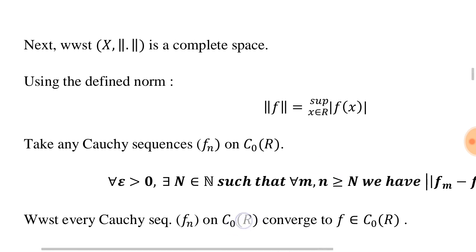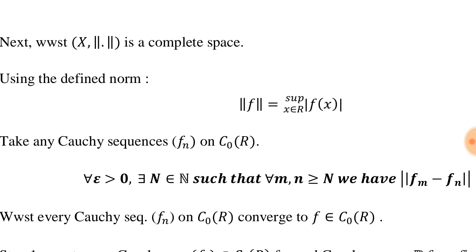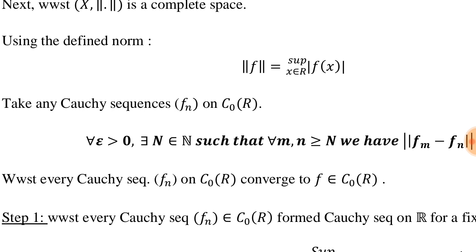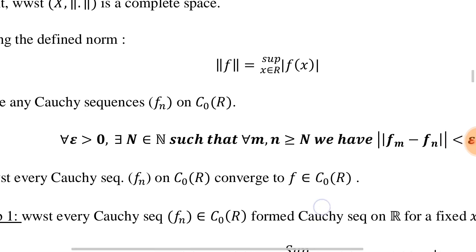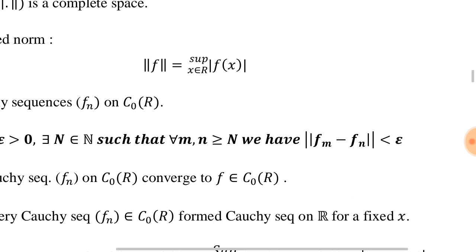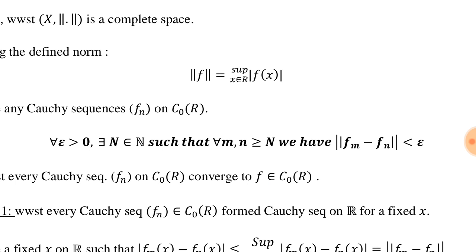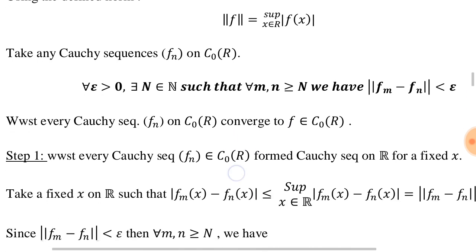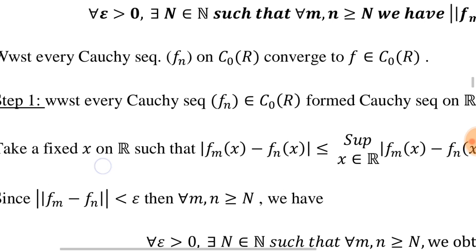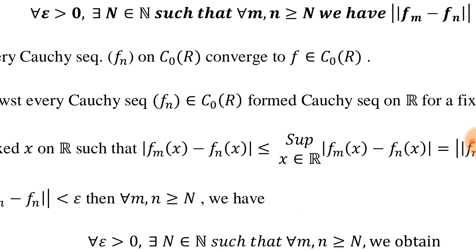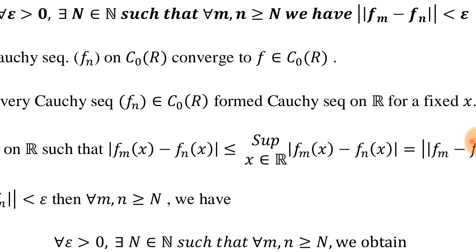To show this, I will do it in 3 steps. In step 1, we will show that every Cauchy sequence f sub n in C sub 0 of R forms a Cauchy sequence in R for a fixed x. This is what we are going to do in this step. Now take a fixed x in R such that the absolute value of f sub m of x minus f sub n of x is less than or equal to the supremum of the absolute value of f sub m of x minus f sub n of x.